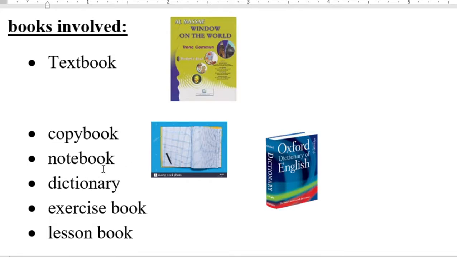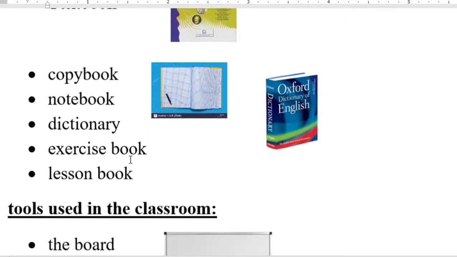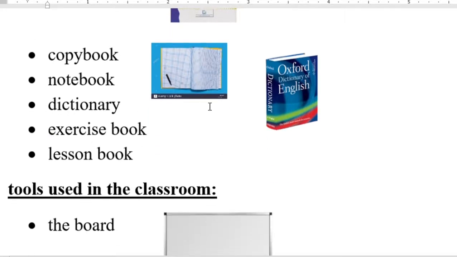And then notebook, of course, it is for vocabulary items. It is for if you want to note something important. Of course, you have the dictionary and exercise book and exercise and lesson book. Those are names that we use. We say write it in the exercise book, which means كتبها في دفتر التمارين and دفتر الدروس.